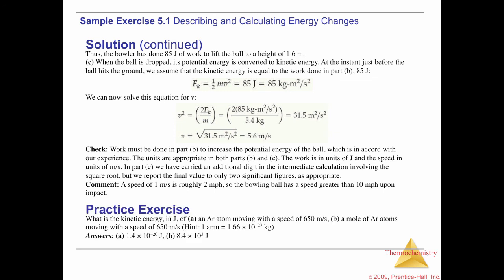For practice, please answer this question. What is the kinetic energy in joules of an argon atom moving with a speed of 650 meters per second, a mole of argon atoms moving with a speed of 650 meters per second? And I want you to think about the fact that 1 atomic mass unit is equal to 1.66 times 10 to the negative 27th kilograms. Please consult your periodic table for the average atomic weight for argon.